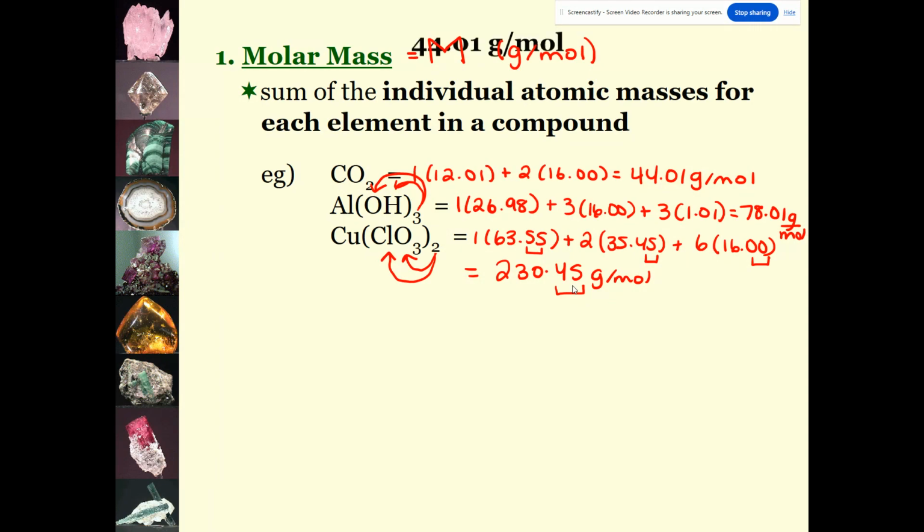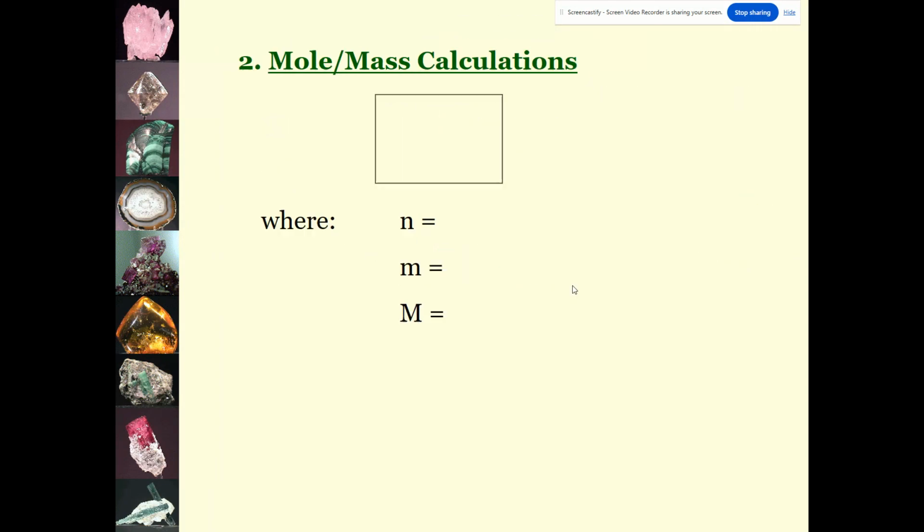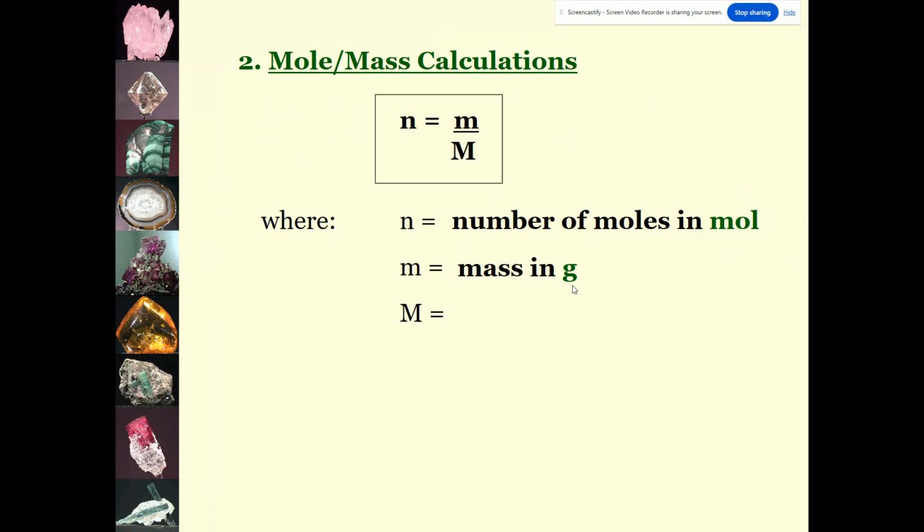Now again, what is our formula for moles? And this is the formula that, again, formulas are not given on your periodic table. You have to memorize them. So n is the moles measured in mol. The little m is the mass, which needs to be in grams. And the big M, like we just looked at, is the molar mass in grams per mole.